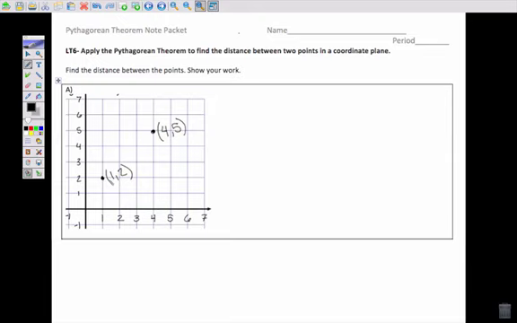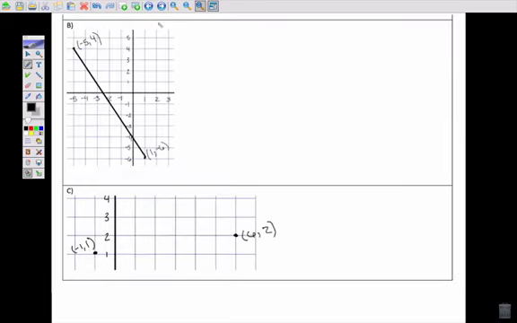All right, let's look at the next one. We want to find the distance between, actually, that's the same one. So example B. We want to find the distance between (-5, 4) and (1, -6). Now notice these two points are already connected along the diagonal. So what I'm going to do is just draw in the rest of the triangle.